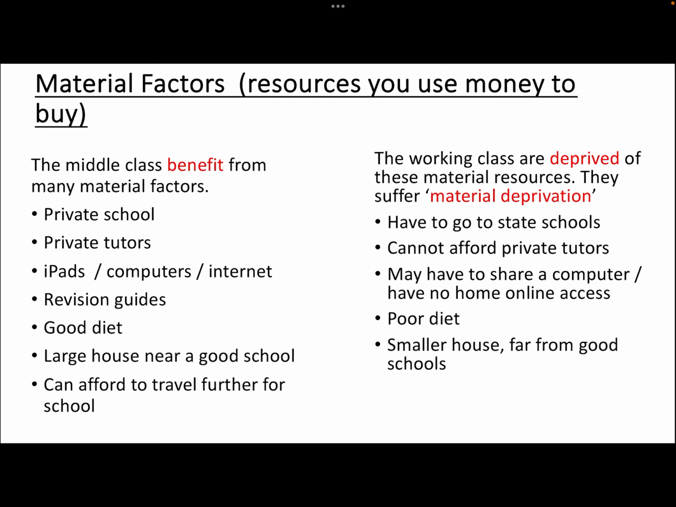And I should mention, microwave meals are actually much cheaper than some of the fresh food we were talking about. Working class families are far more likely to live in a smaller house, so therefore not as likely to have their own bedroom, they might have to share, so that's hard for revision and study. And they might live far from good schools, they might be in council estates, and the local school might not be so good.